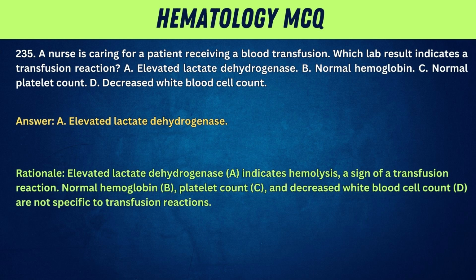235. A nurse is caring for a patient receiving a blood transfusion. Which lab result indicates a transfusion reaction? A. Elevated lactate dehydrogenase. B. Normal hemoglobin. C. Normal platelet count. D. Decreased white blood cell count. Answer: A. Elevated lactate dehydrogenase. Rationale: elevated lactate dehydrogenase, A, indicates hemolysis, a sign of a transfusion reaction. Normal hemoglobin, B, platelet count, C, and decreased white blood cell count, D, are not specific to transfusion reactions.